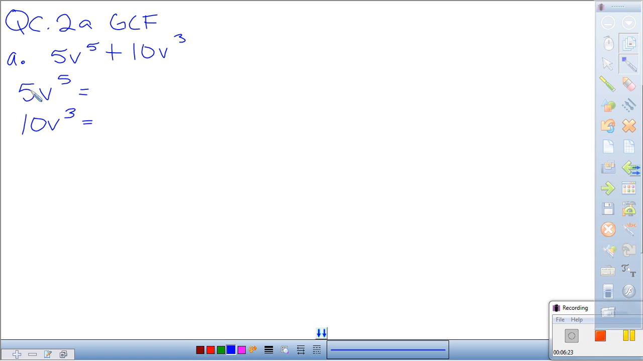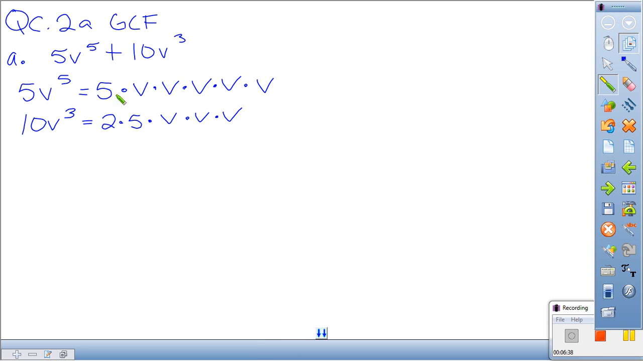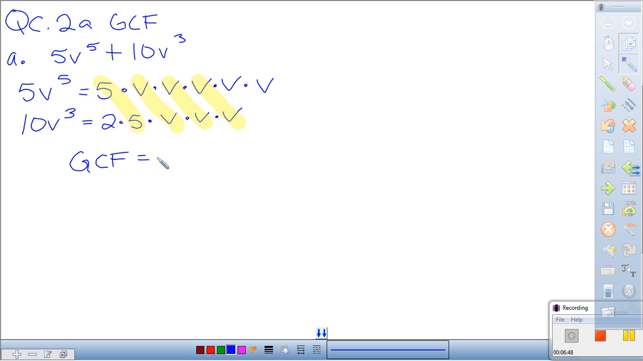And then we'll factor them. 5 is prime: 5 times v times v times v times v times v. And 10 is not prime. It is 2 times 5 times v times v times v. Now we just need to highlight what they have in common. They both have a 5 and 1, 2, 3 v's. So when we multiply across, we end up with a GCF of 5 times v times v times v, 5v cubed. Let's do one more quick check.